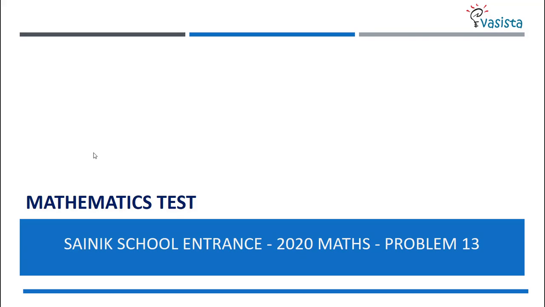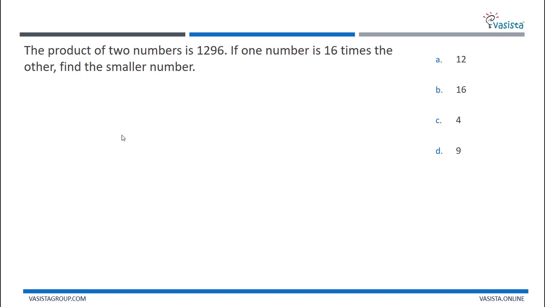Fine. Now let me start solving problem number 13. See here, what they have given: the product of two numbers is 1296. If one number is 16 times the other, find the smaller number.